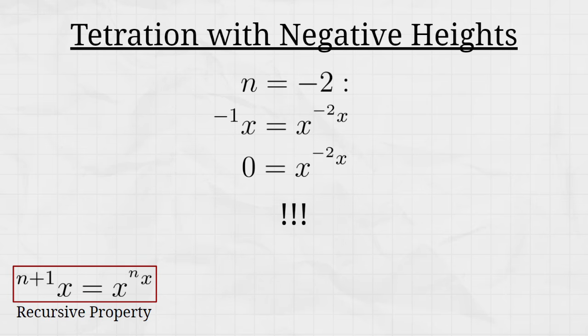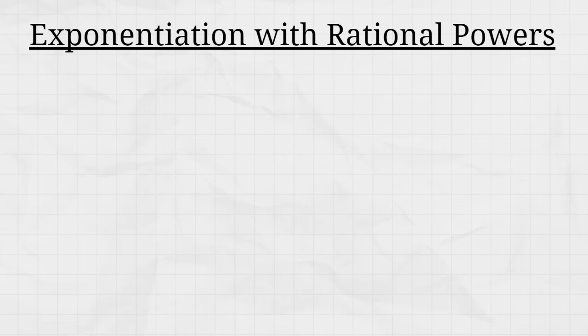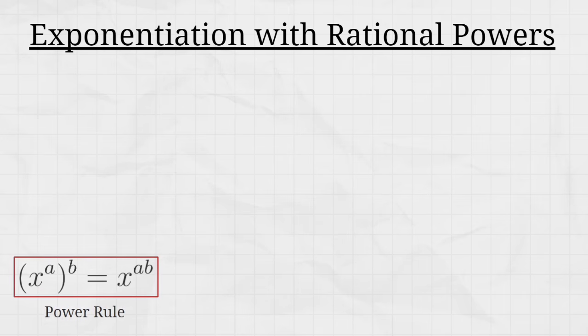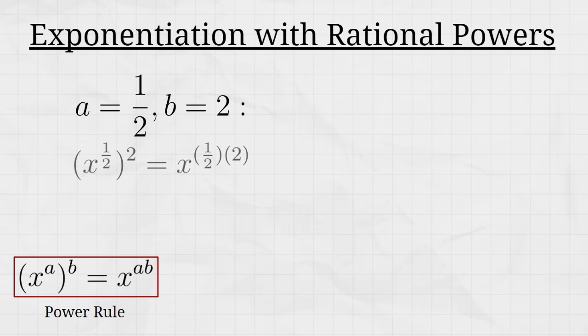Let's head back over to exponentiation to see how to find an extension to rational numbers. Here, we'll make use of the exponentiation power rule, which states that x to the a, all to the b, is equal to x to the a times b. First, let's set a equal to 1/2 and b equal to 2. On the right, we end up with x to the 1/2 times 2, which just cancels out to make 1. Now we can take the square root of both sides, and we get that x to the 1/2 equals the square root of x.